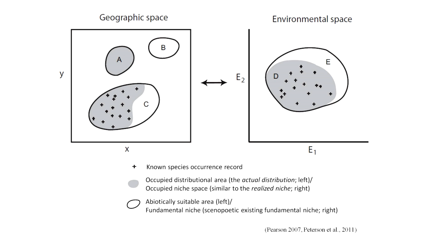So we've got occurrence records that we can plot, we've got the actual distribution, and we've got these ideas of abiotically suitable areas, both in terms of the occupied, the abiotically suitable area literally as in the geographic area that the species occupies, versus the fundamental niche, the range of conditions, not necessarily where the species does, not necessarily that the species does occupy, but where it could potentially occupy. Okay?